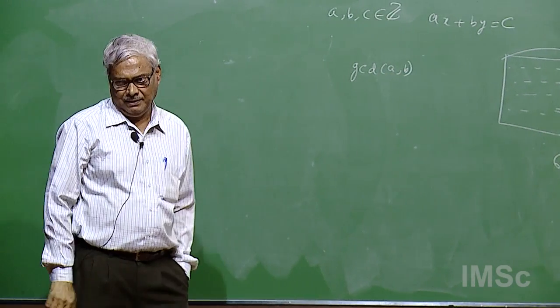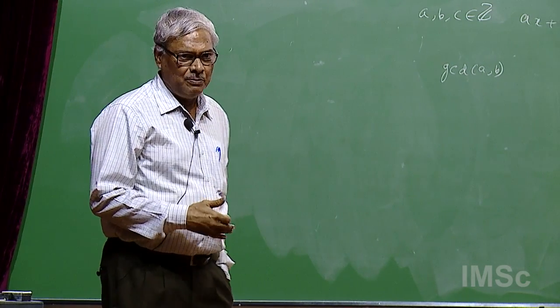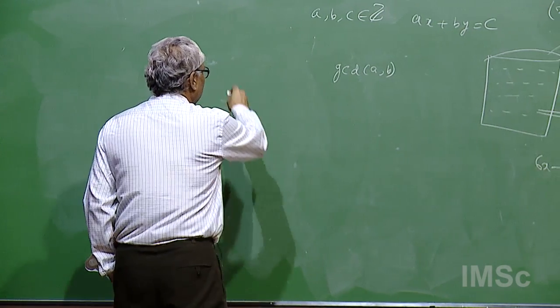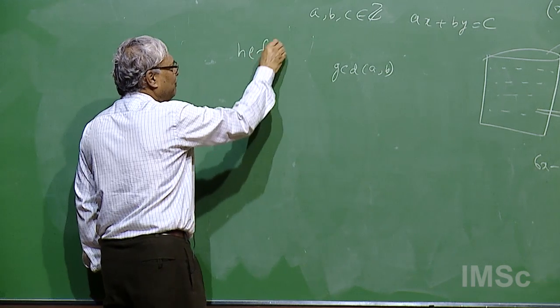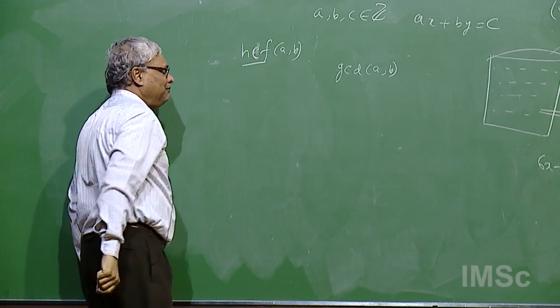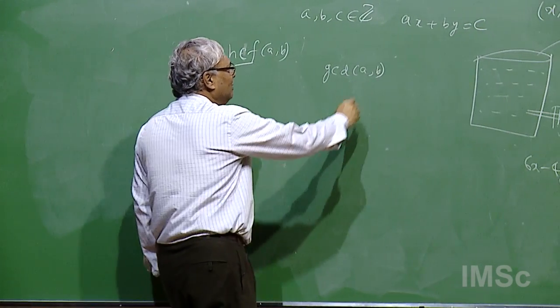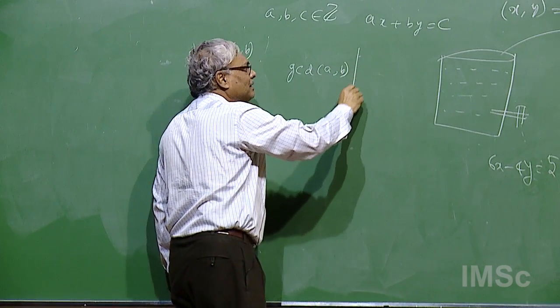you know what is meant by GCD? What is the GCD of A and B? Greatest common divisor. Sometimes it is also written as highest common factor of A and B. Normally we reserve the term HCF for polynomials, but it doesn't matter. So GCD of A and B must divide C.